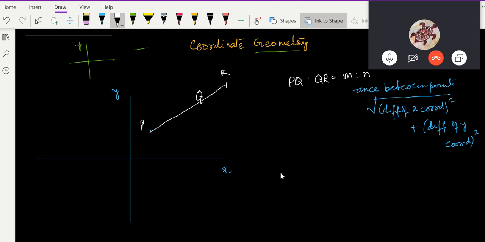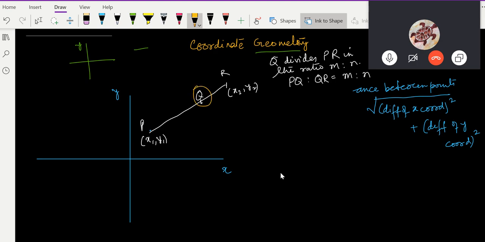So I'm told that the point Q divides PR in the ratio M is to N, right? So I'm given the coordinates of P and R as x1, y1, and x2, y2, and I'm asked to find the coordinates of this point, right? How will I do it?